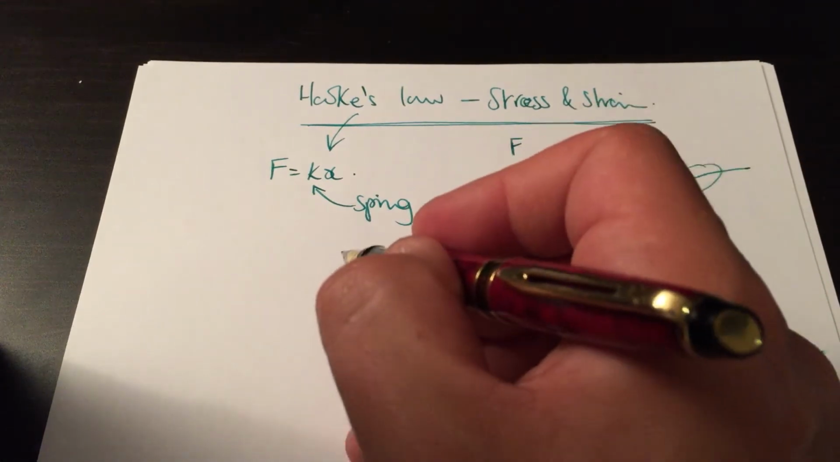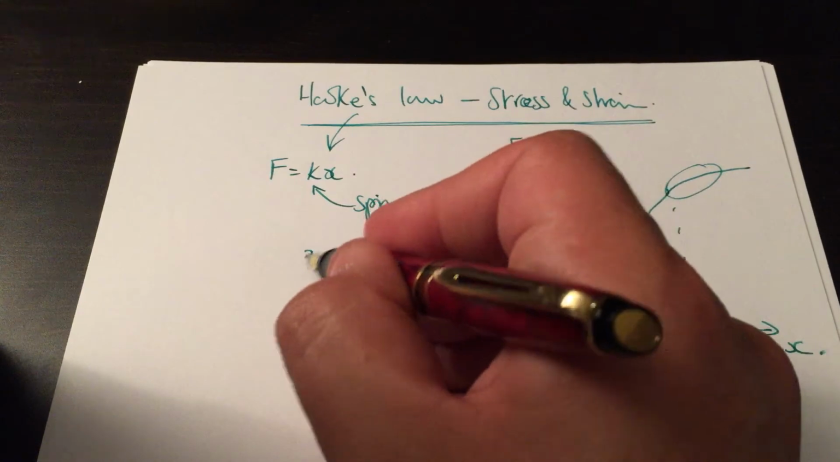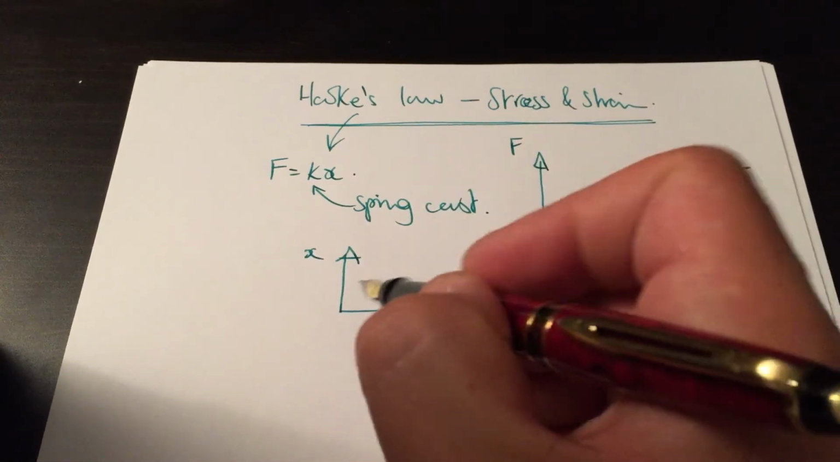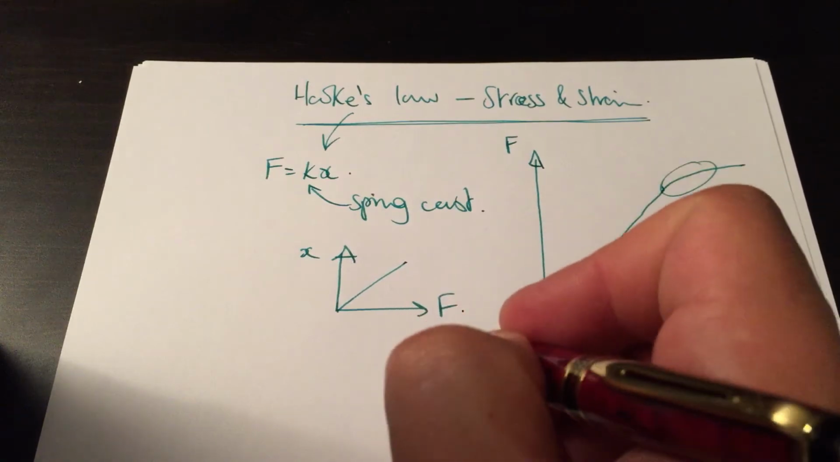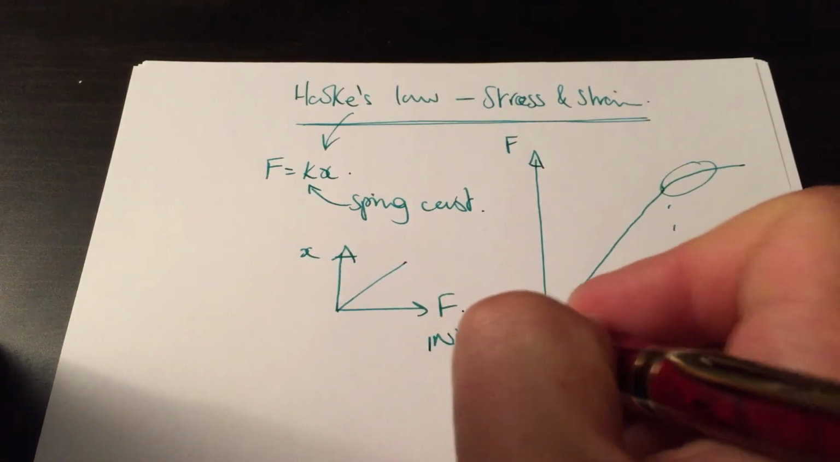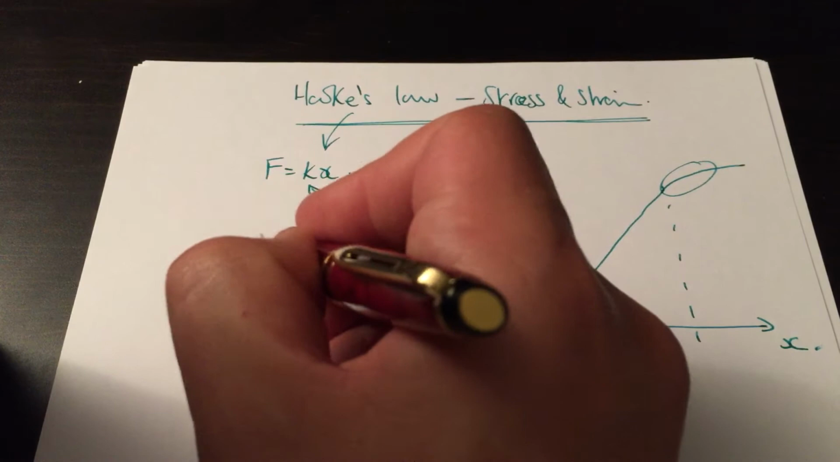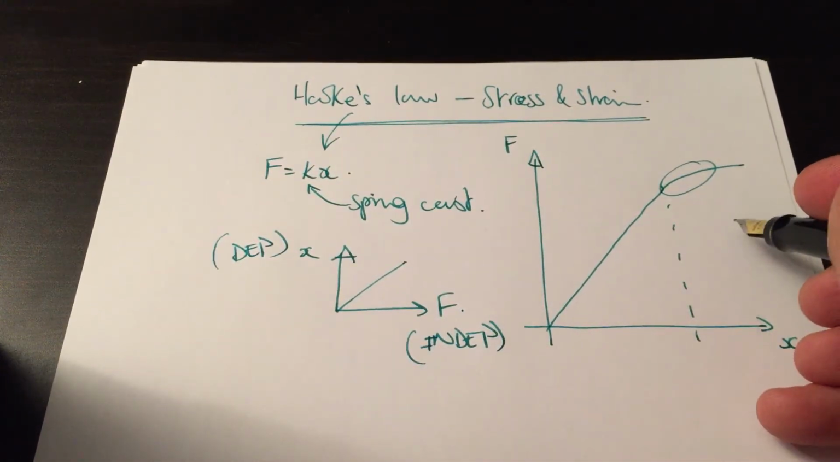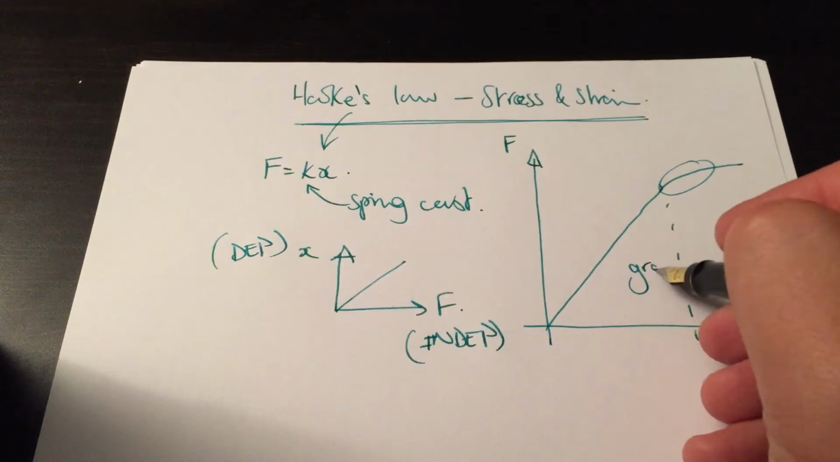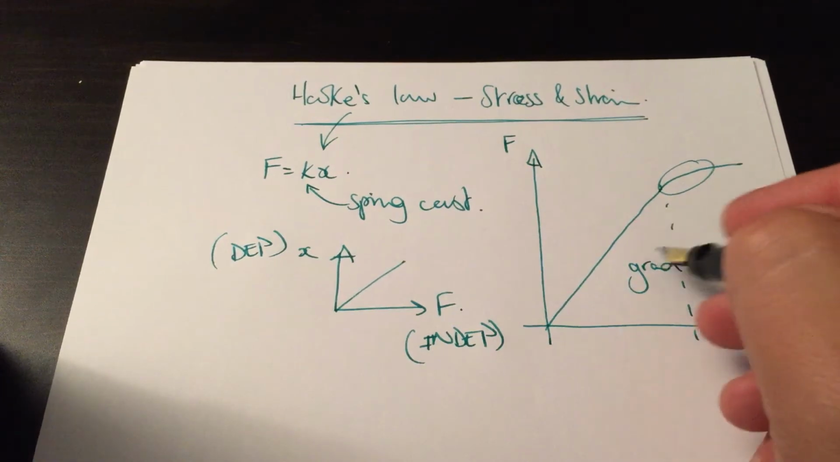And also, we should say that usually you might see an extension force graph in that orientation, because this is our independent variable and that is our dependent variable. However, I prefer this style because the gradient gives me the spring constant directly.